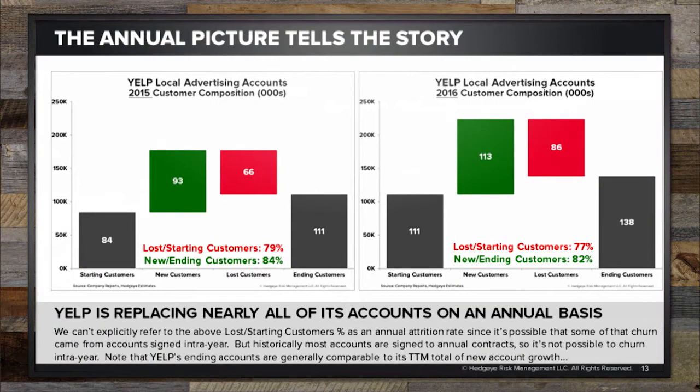The annual picture really tells what's going on here. So in essence, what's happening is Yelp is essentially replacing all of its accounts on an annual basis. And we can kind of just walk through the math. So we have an image for 2015, we have a chart for 2016.